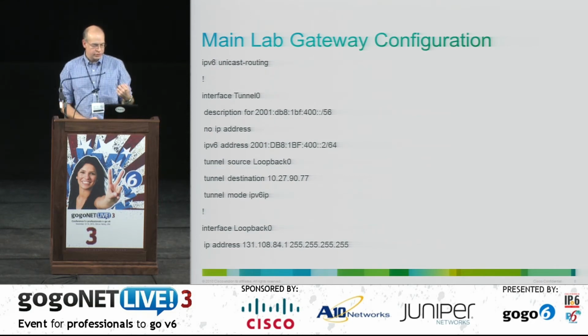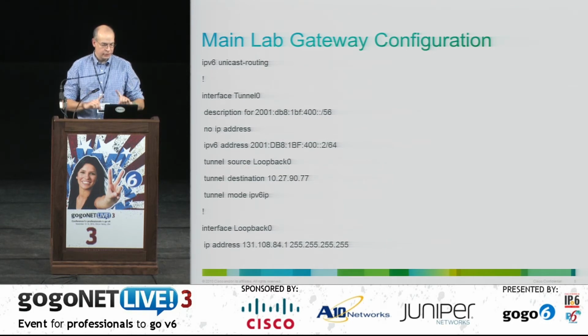We have the tunnel home to a loopback because our gateway is dual homed. So in order to take advantage of that, we keep that tunnel home to a loopback so that we take advantage of the uplink redundancy.